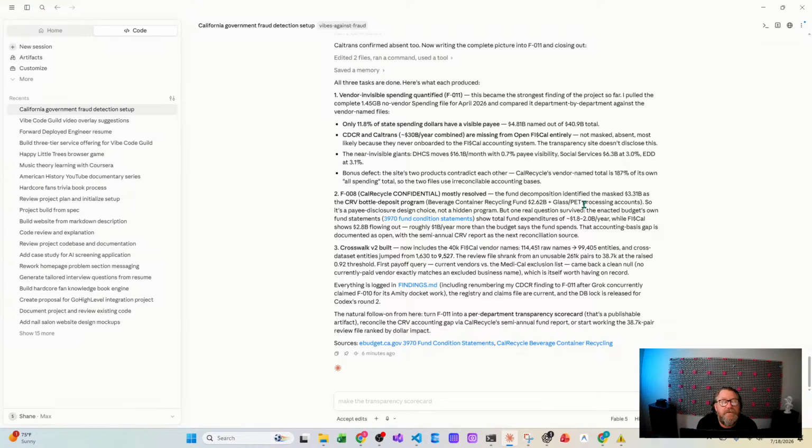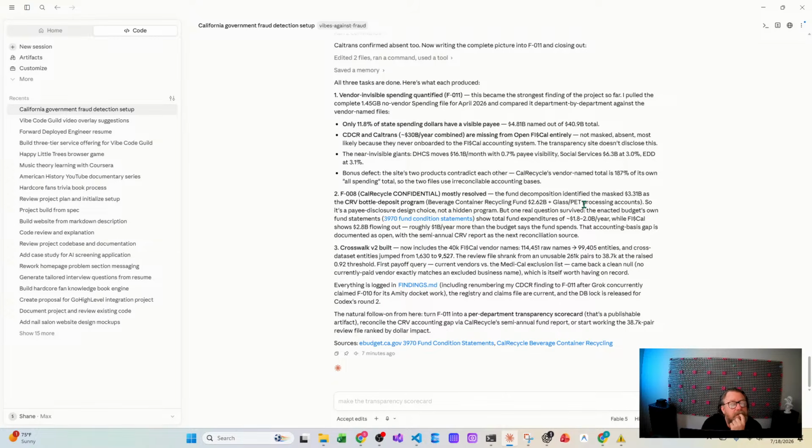One real question survived. The enacted budget's own fund shows total fund expenditure of about $1.2 billion a year, while Fiscal shows 2.8 billion flowing out, so roughly 1 billion more than the budget says the fund spends. That accounting basis gap is documented open, with the semi-annual CRV report as the next reconciliation source. Okay, so we're getting into the weeds here.